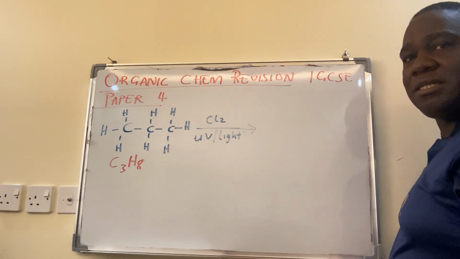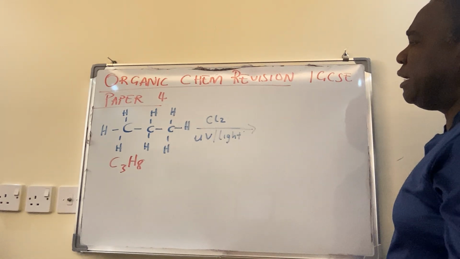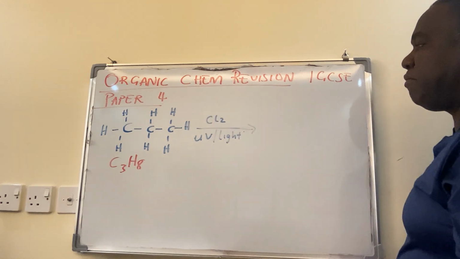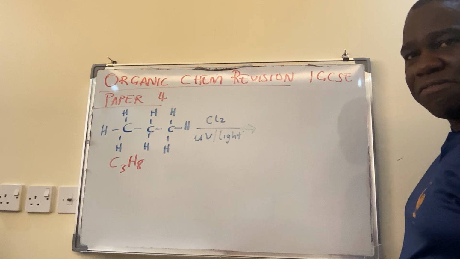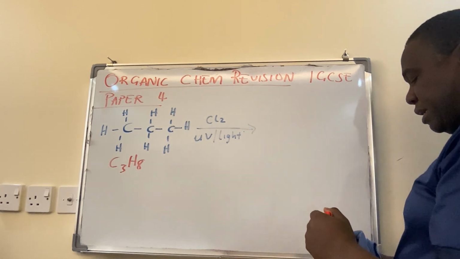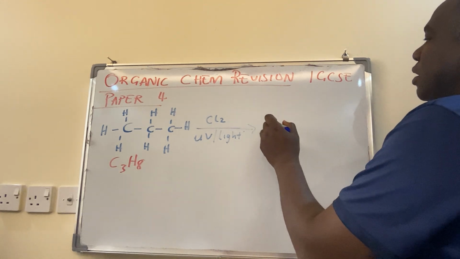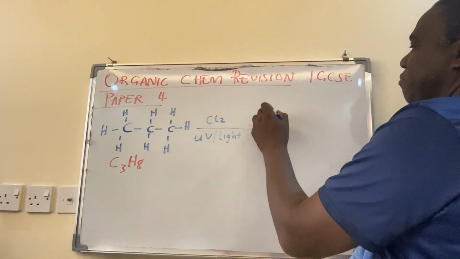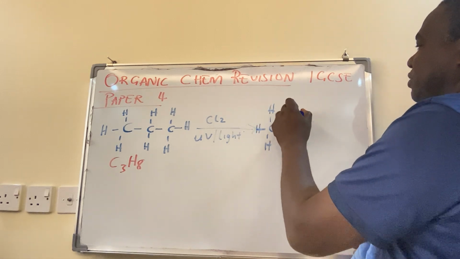So let's subject this organic hydrocarbon to a reaction where we are going to have chlorine and UV light, okay? Obviously, you can tell that this is a free radical reaction or free radical substitution. So what is going to happen here is we are going to remove one of the hydrogens and replace it with chlorine. So at the end of the day, we are going to form a compound whereby one of the hydrogens is going to be substituted, okay?